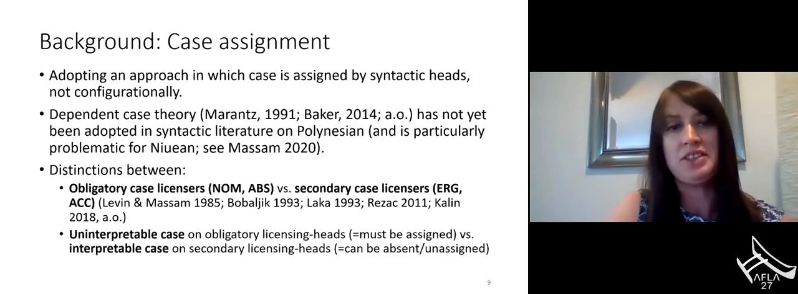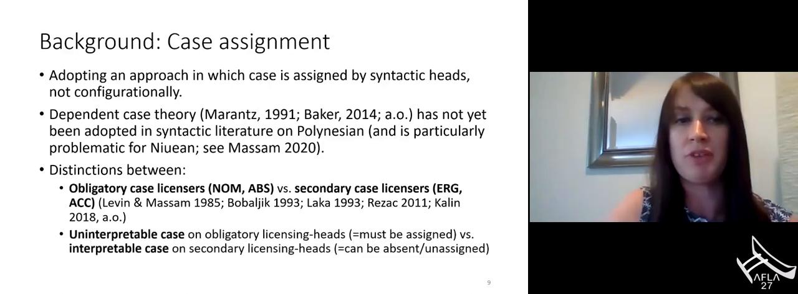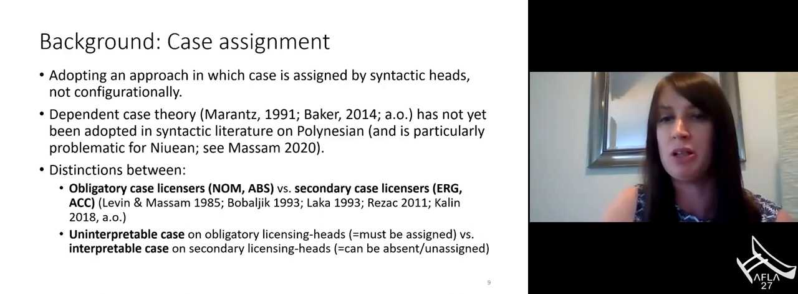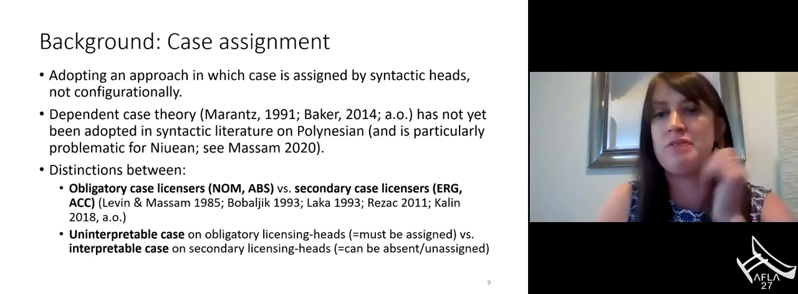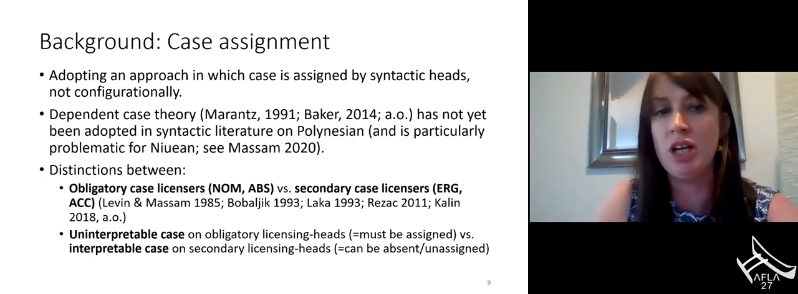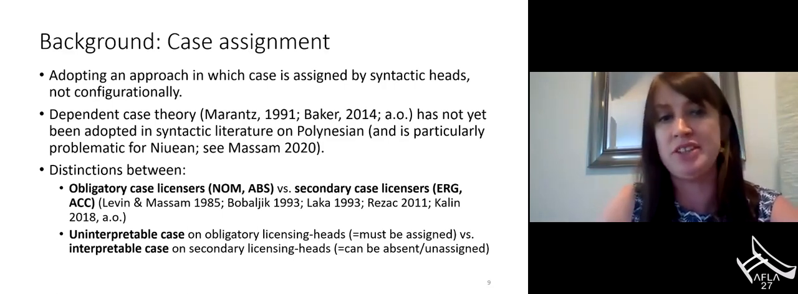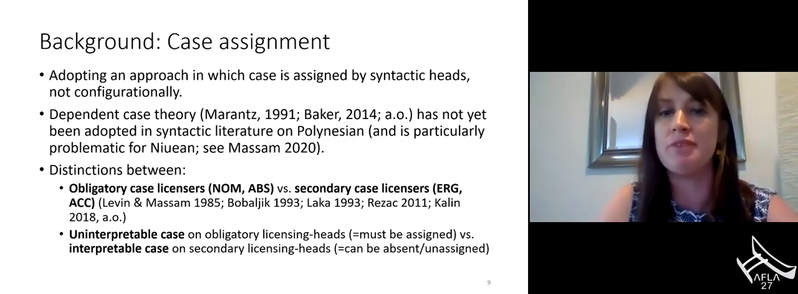And we're going to formalize this distinction within the realm of feature interpretability or uninterpretability. We're going to posit that case on obligatory case licensing heads is uninterpretable, meaning that it must be assigned over the course of the derivation in order for the derivation to converge. But it's interpretable on secondary licensing heads, meaning that it can be absent or go unassigned. And just a quick side note, by interpretable or uninterpretable, we mean interpretable in terms of feature checking, not necessarily interpretable in terms of the semantics. So we're adopting a feature checking based approach here.